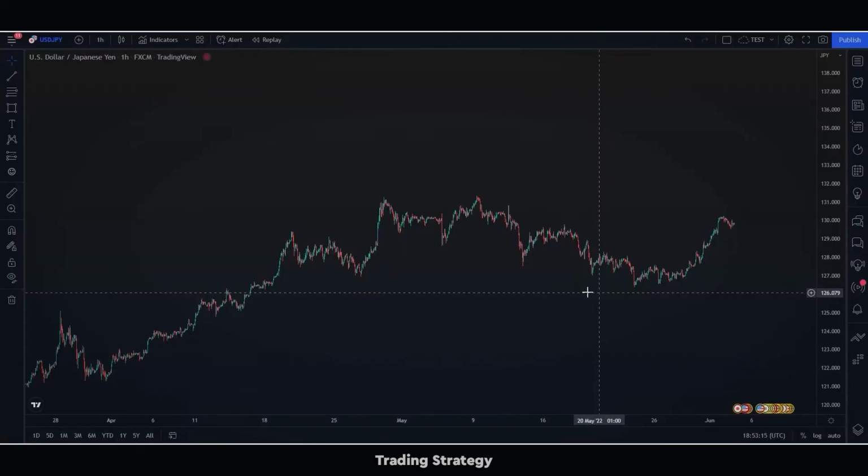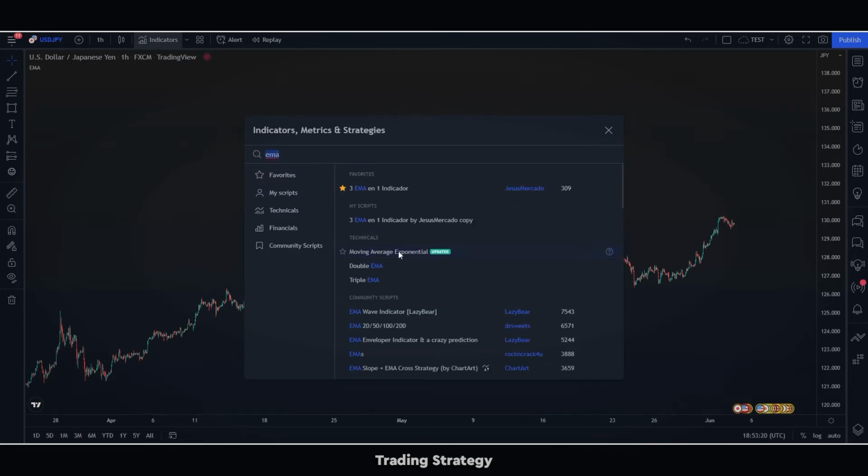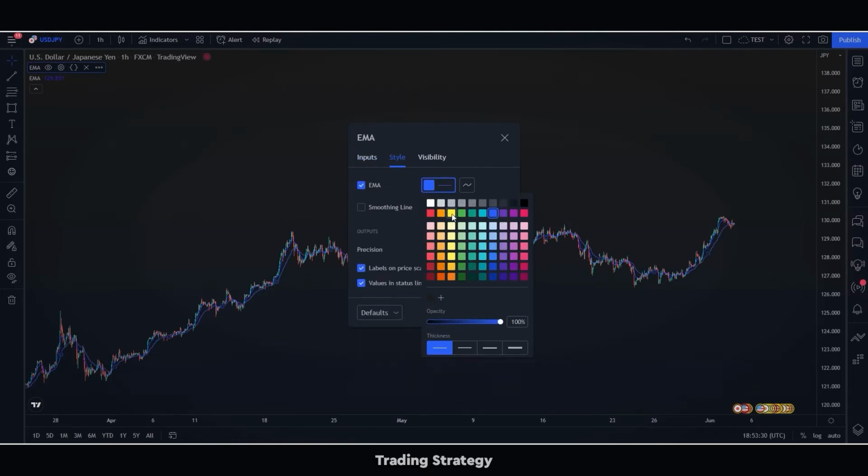The first thing we will do is select two exponential moving averages. The first we will put 28 periods. We will change the color to yellow and increase the thickness a little. This will be a fast moving average.